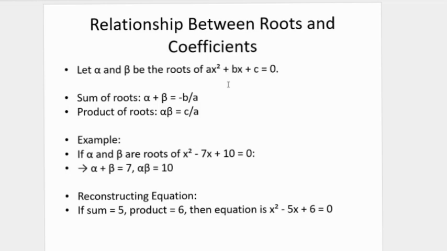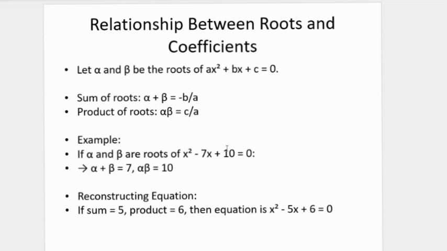So let alpha and beta be the roots of, of course, the general form of a quadratic equation, which is ax squared plus bx plus c equals 0. So the relationship is that the sum of the roots, alpha plus beta, is equal to minus b over a, and the product of the roots, alpha beta, is equal to c over a. So if you have the roots of the equation, you can figure out what the coefficients of the quadratic equation are, even without having the quadratic equation itself, and then you can reconstruct it.